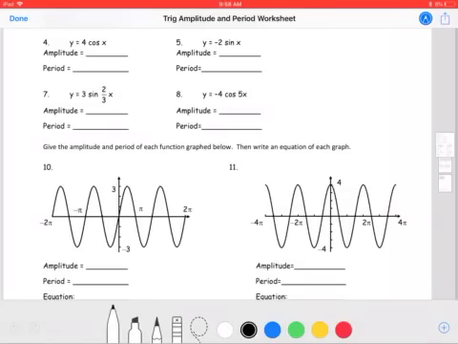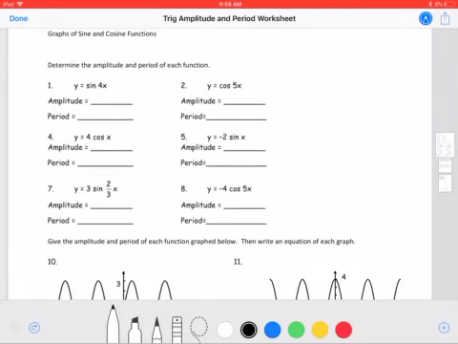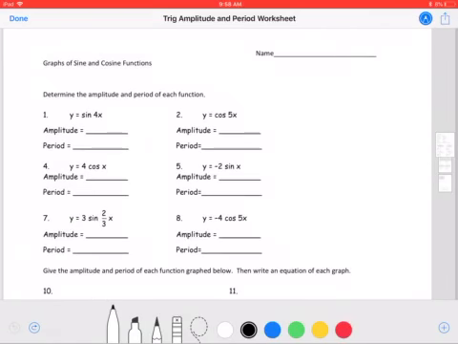Hey pre-calcers, I wanted to give you a quick set of examples for the practice on sine and cosine functions, and we're graphing these. The first few don't ask you to necessarily graph these functions, but we still have to find some important information that we would need, ideally, if we were to graph them. Those two things being the amplitude and the period.